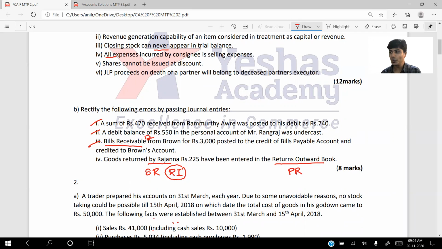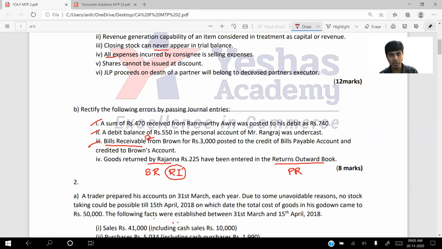What have they done? Goods are coming in, so you have to debit sales return. They have not debited. Where did they write? They wrote in purchase return. So purchase return has been wrongly credited. Sales return, which was supposed to be debited, was not debited. Purchase return, which was not supposed to be touched at all, was wrongly created. And the entire thing has affected Rajanna's account also. Get that? You get that? So what is it that I should do?